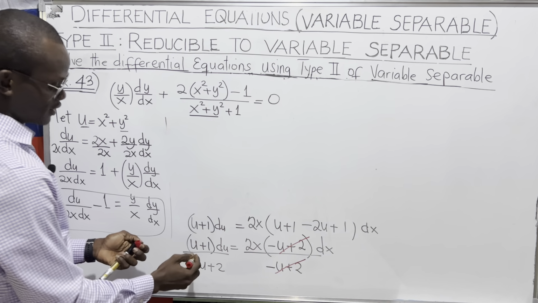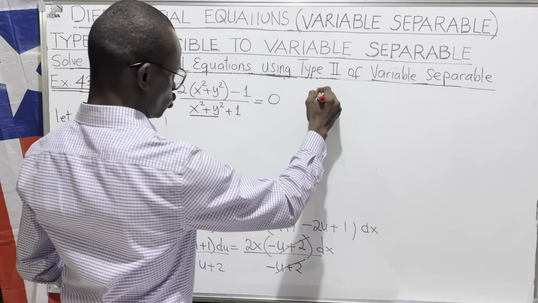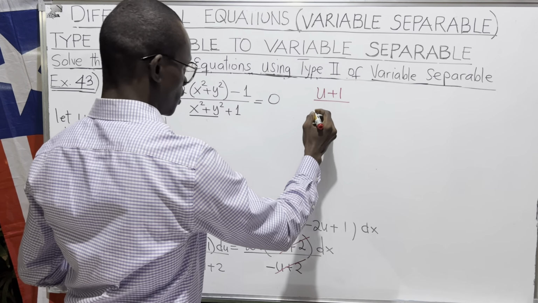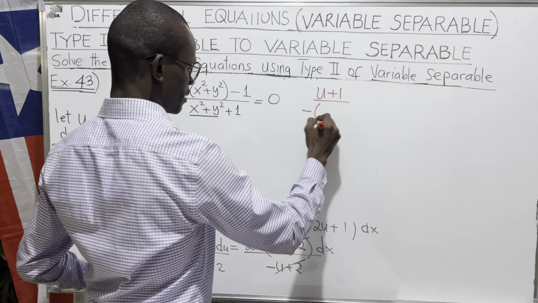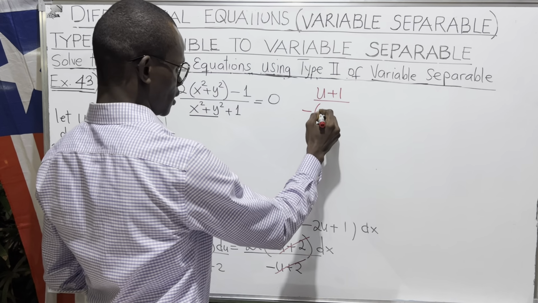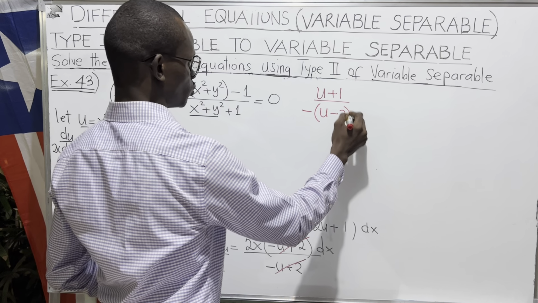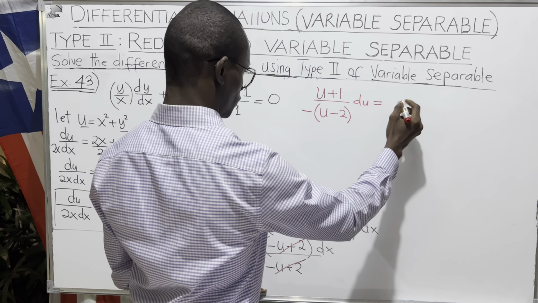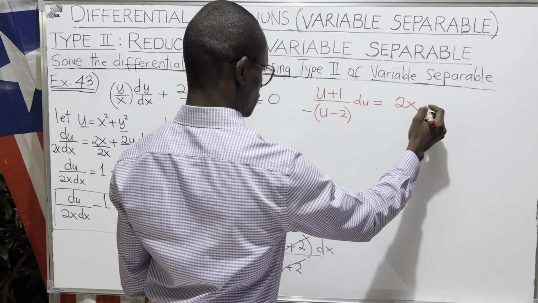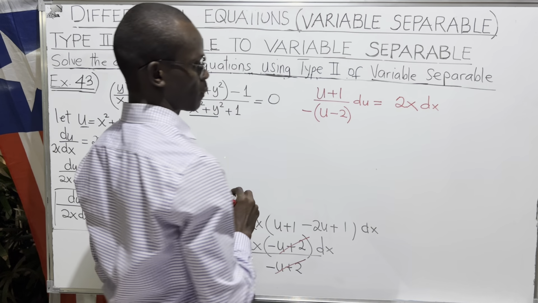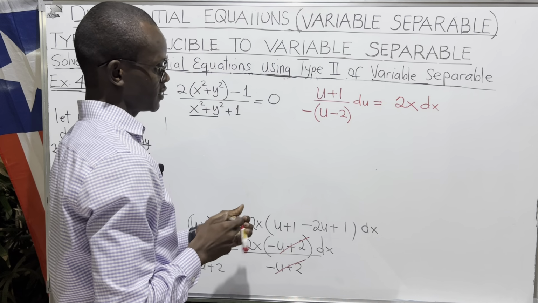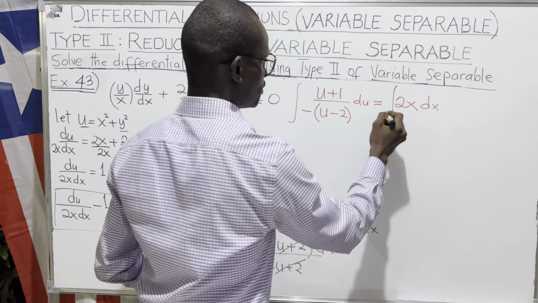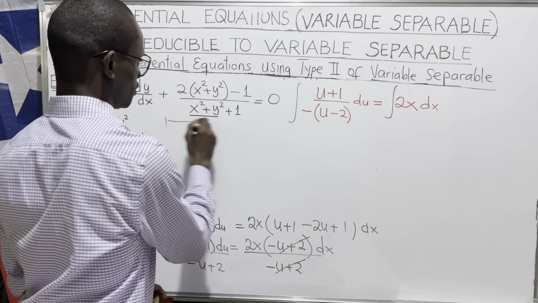So now we have on this (u plus 1) all over minus. Now we can factor out this minus. It will just be positive (u minus 2) du equals 2x dx. Now the variables have been separated. We can integrate both sides. So we integrate this side and integrate this side to find the general solution.